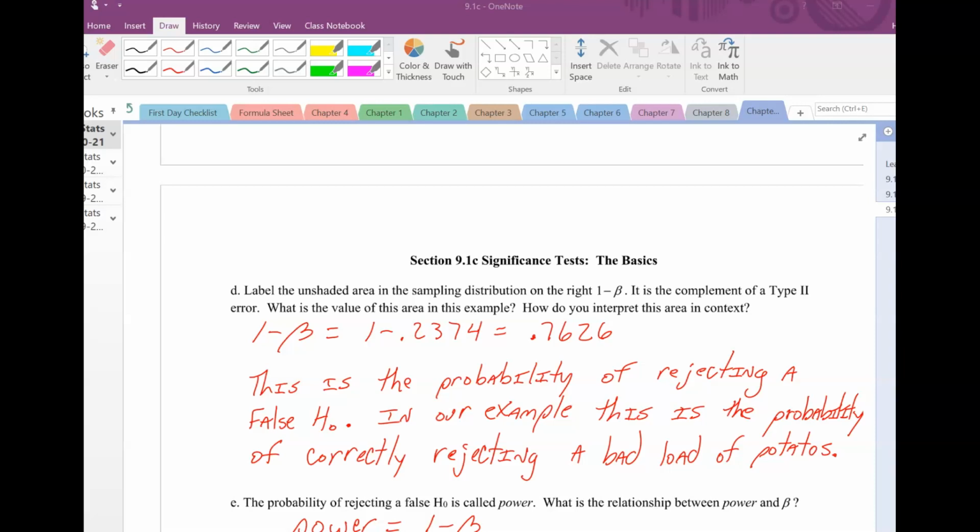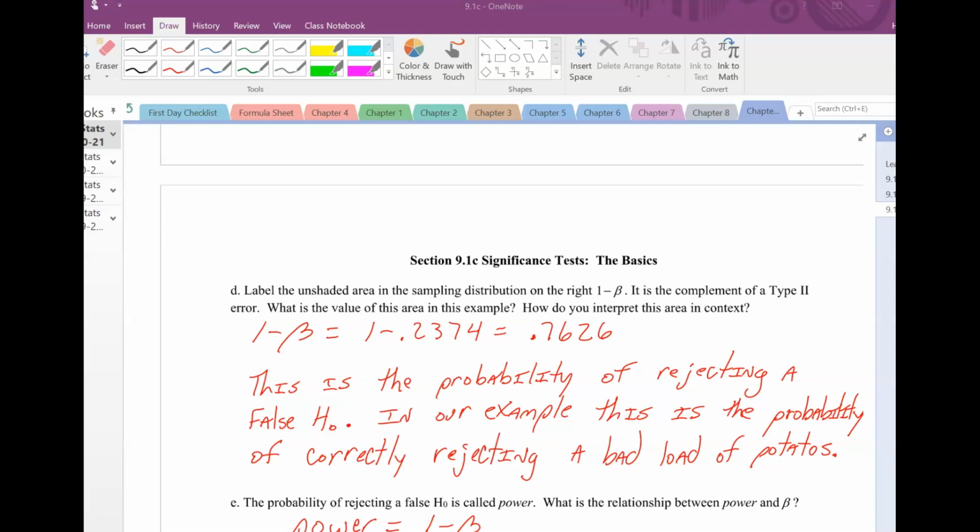Okay, back to then the question that we were looking at. Label the unshaded area in the distribution on the right, 1 minus beta. That's what we just did. It is the complement of a type 2 error. What's the value of this area? It's just 1 minus beta, so 1 minus 0.2374. That gives you 0.7626. So what does this actually represent?